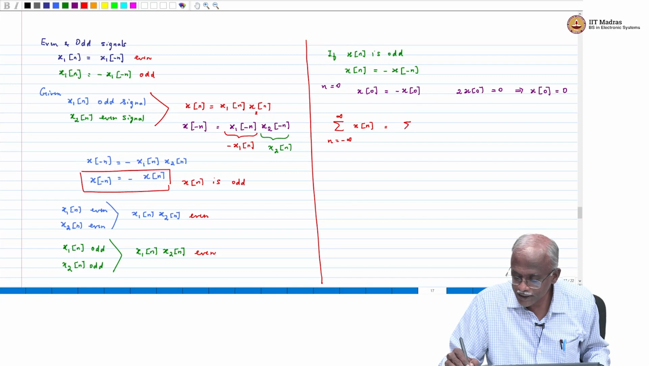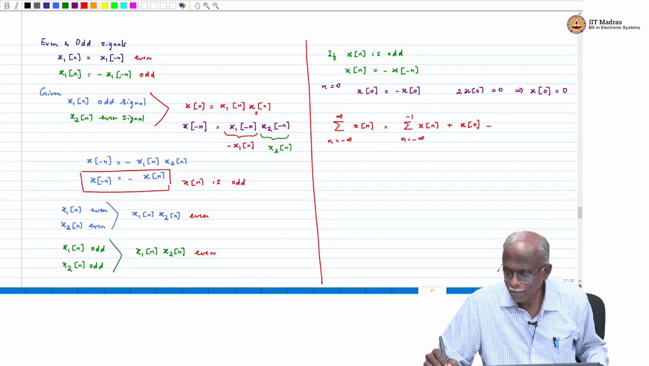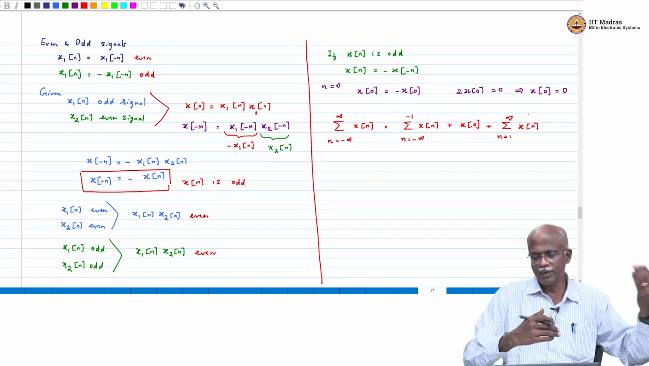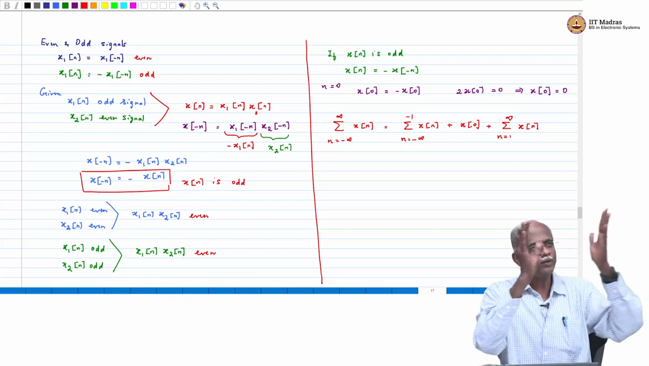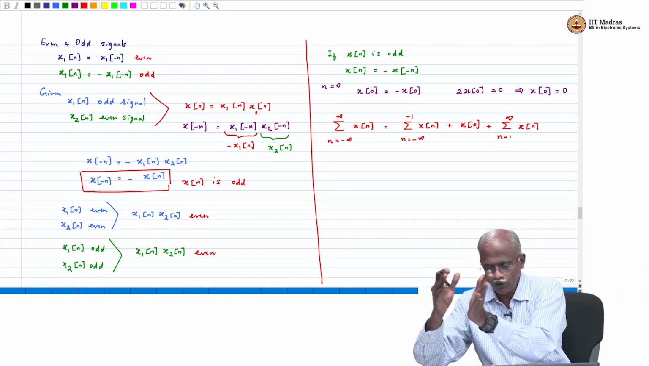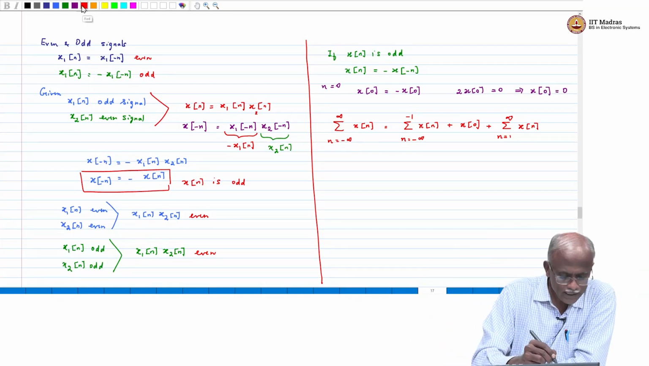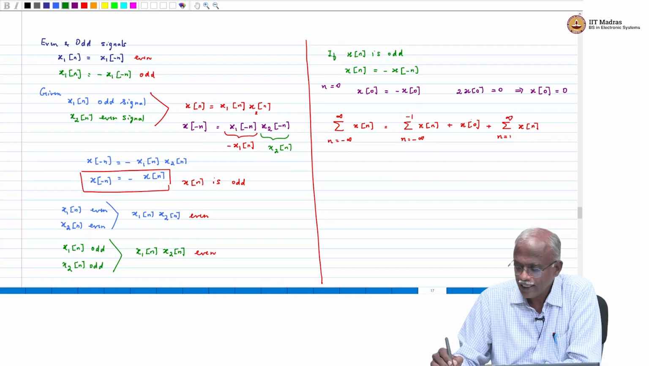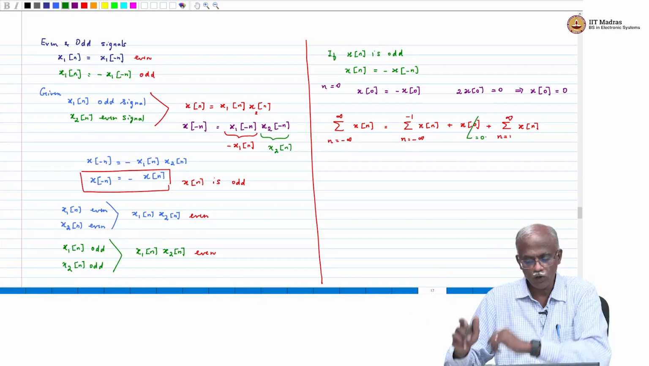You can break up this sum from minus infinity to minus 1 of x of n, plus x of 0, plus n equal to 1 through infinity of x of n. I split it as minus infinity to minus 1 as one summation, and x of 0, and now because it is an odd function, x of 0 has to be equal to 0. So I can drop that out from here.